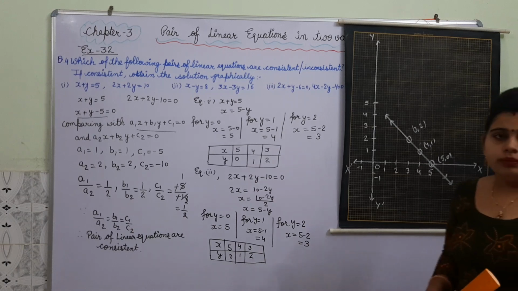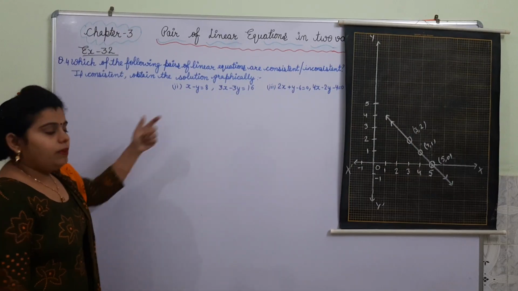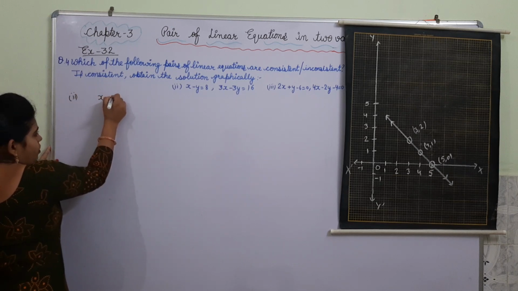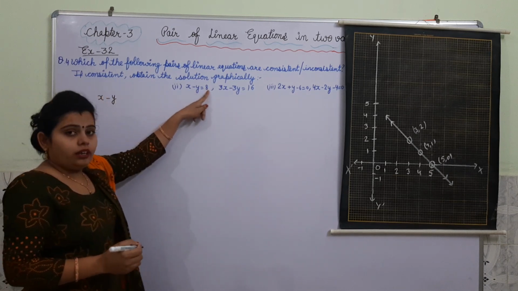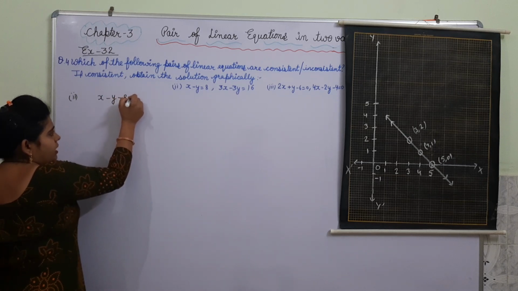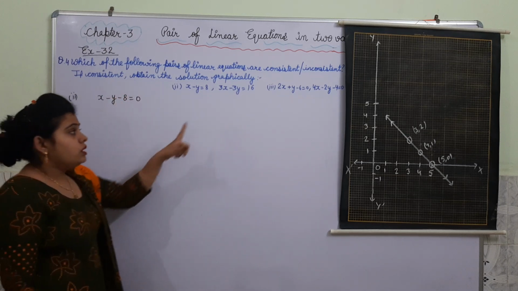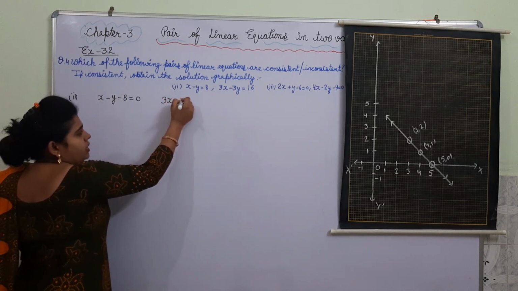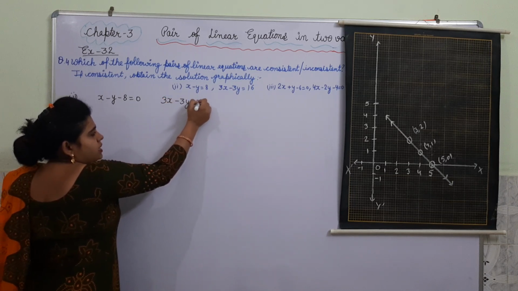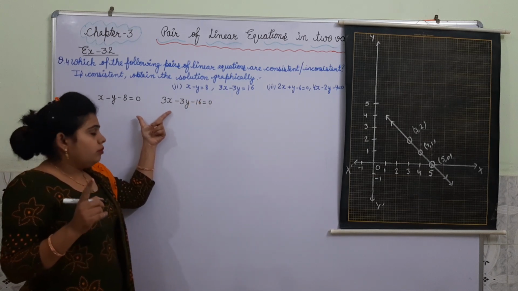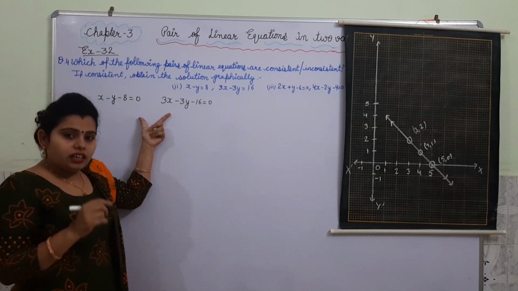Now come to the second part. In the second part the equations are given in this form: x minus y is equal to 8. We can bring this 8 to this side, so from here we will get x minus y minus 8 is equal to 0. Second equation, 3x minus 3y minus 16 is equal to 0. So these are a pair of linear equations in standard form.